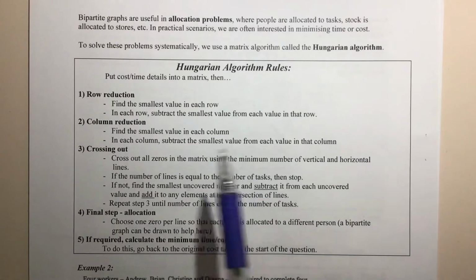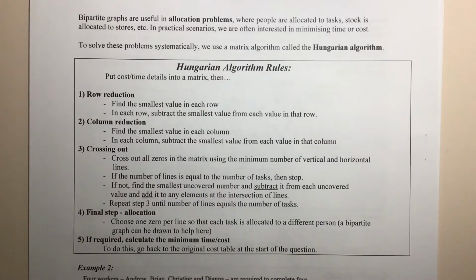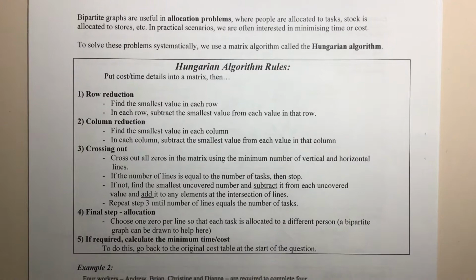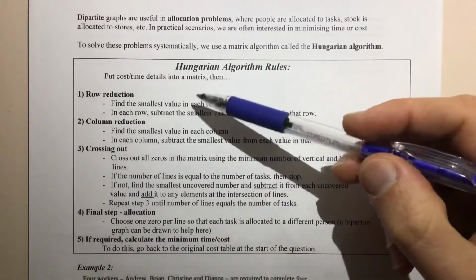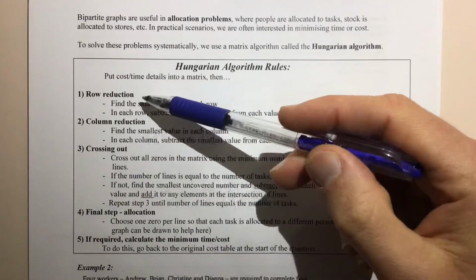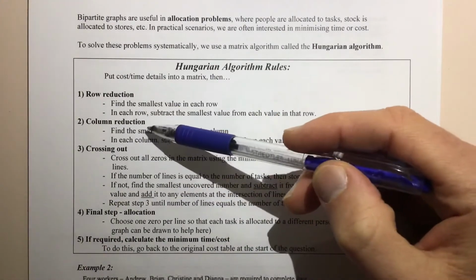The Hungarian algorithm has these rules, these steps, and like with a lot of long-winded processes, sometimes you learn it better by actually going through the process a couple of times. But just to skim through these steps, the first step we call row reduction. The second step is called column reduction.